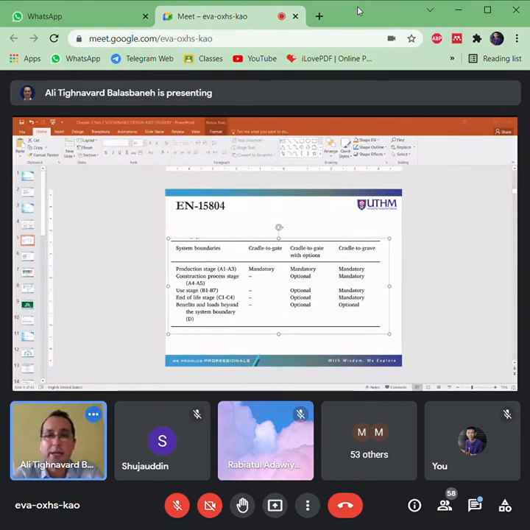Read from top. Production stage, then construction stage, then use stage, then end of life stage, and then benefit loads. What is that benefit loads? No idea, doctor. Okay, no problem. If you have an idea, you can share.